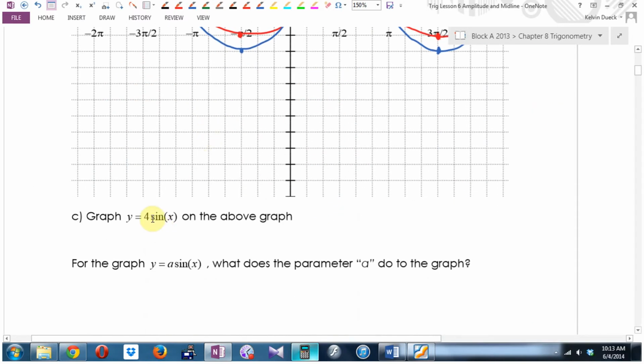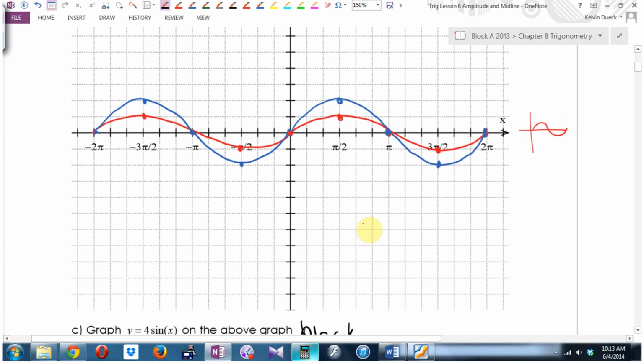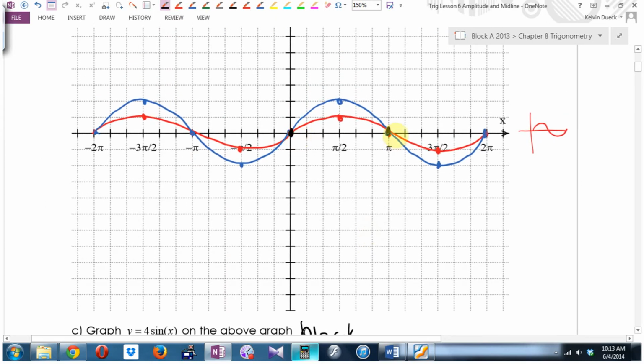Graph, I wrote y equals 4 sine x. You know what? I don't think I need a graphing calculator. What number is sitting in front of the sine? What will the amplitude be, do you think? So I'm going to do this one in black. I think it's still going to go through there, 0 there, and 0 there. But halfway, instead of being 1 high, it's going to be 4 high. And halfway, instead of being 1 down, it's going to be 4 down.